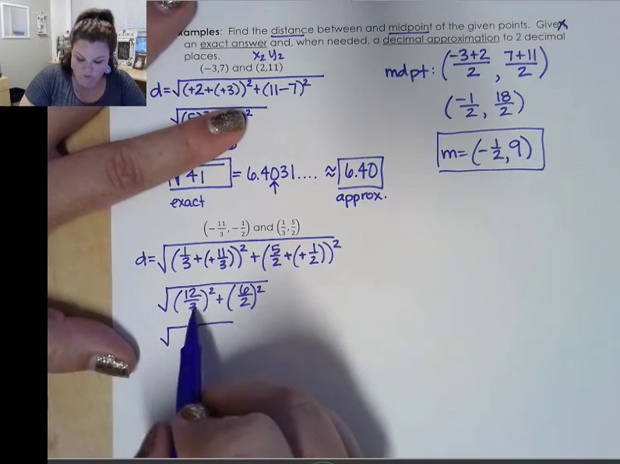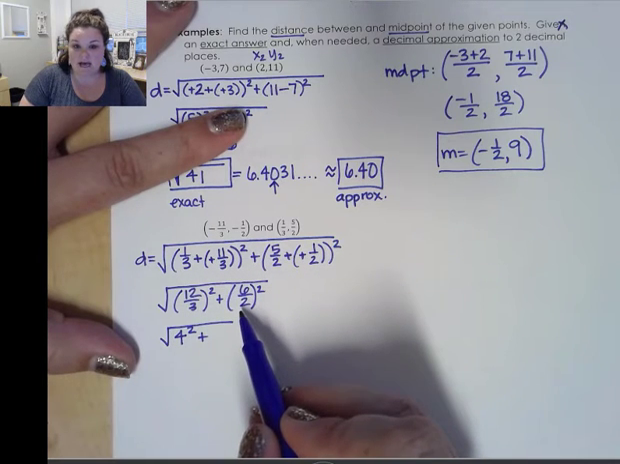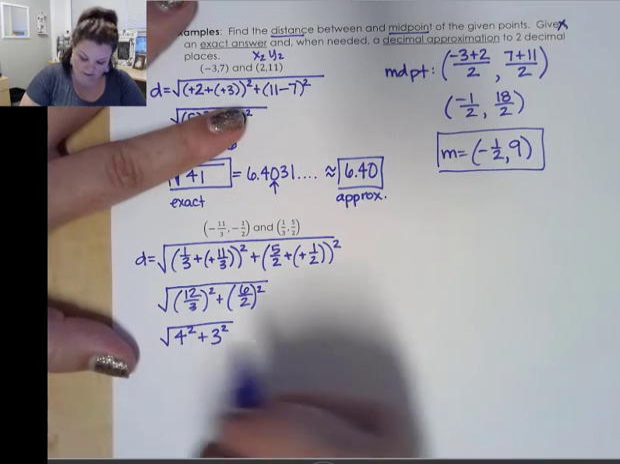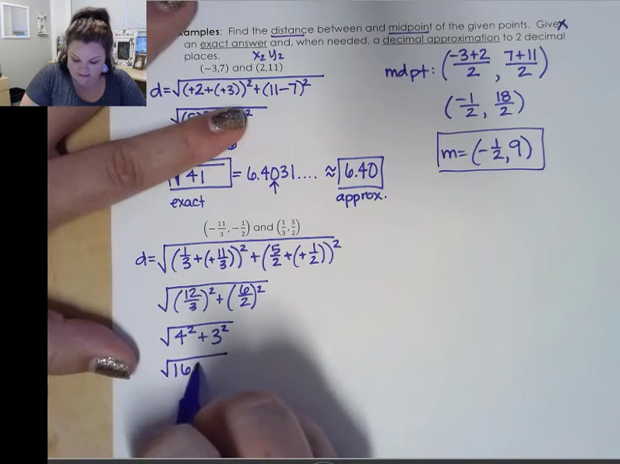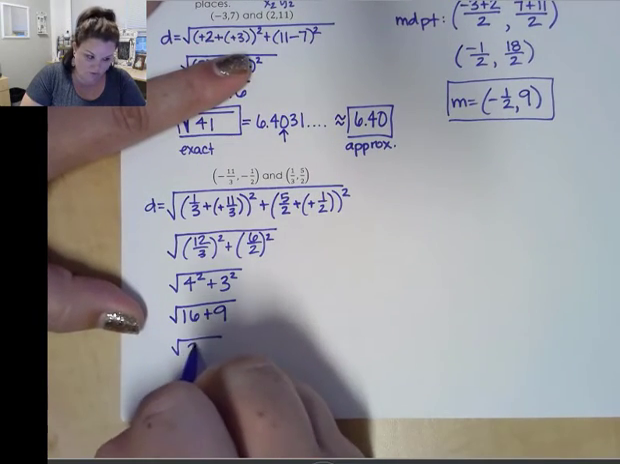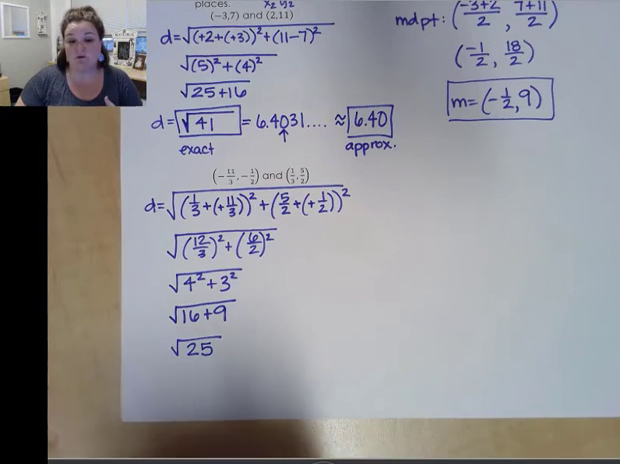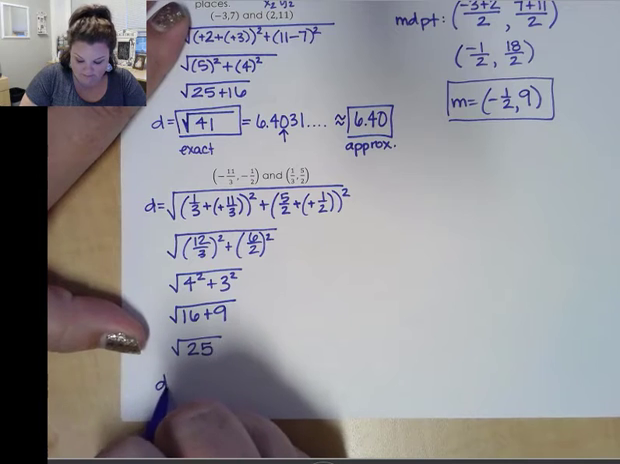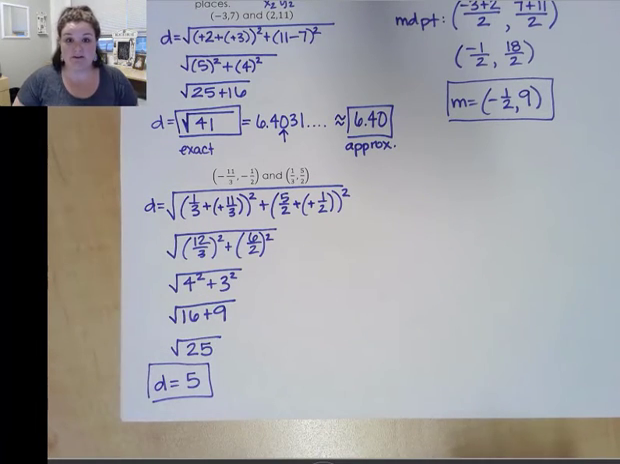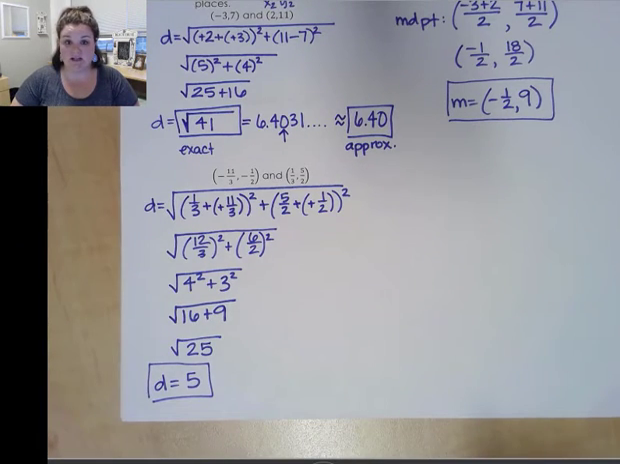This is the square root of 12/3, which is just 4, so I have 4 squared plus 6/2, which is 3, so 3 squared. So I keep simplifying. This gives me the square root of 16 plus 9, and when I combine those, I get the square root of 25. Now in this one, I don't need to leave it in radical form to have an exact answer, because my exact answer is just the simplified version of the square root of 25, which is 5. So I don't have to worry about the decimal approximation or anything like that.